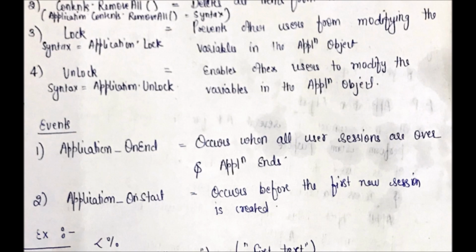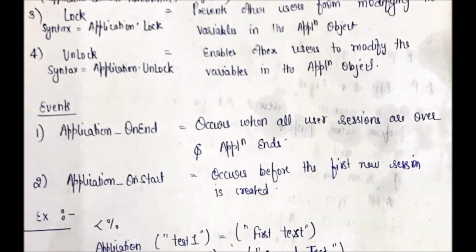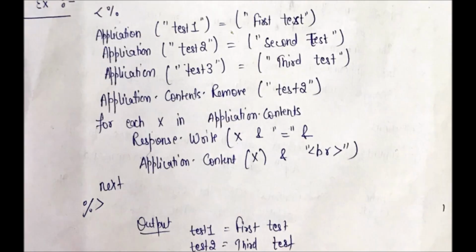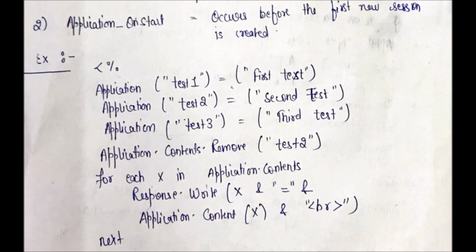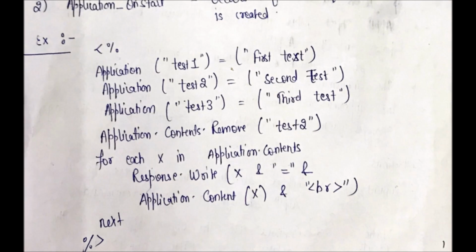Now I will clarify this with the help of an example. You can see that we are running it on the server side because the script is mentioned. I have created three application objects: test1, test2 and test3, and we have passed strings in them. In the first it is first test, in the second second test, and in the third third test.